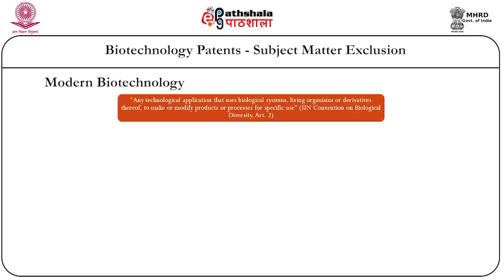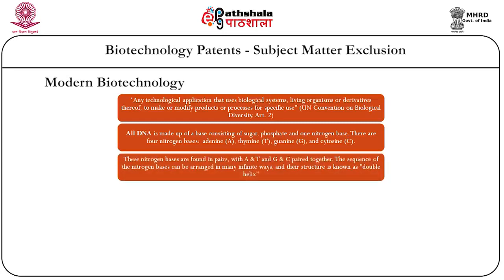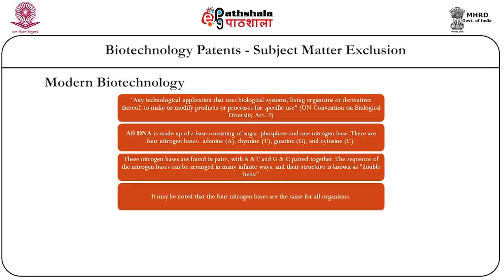The second important point to note in the context of biotechnology is that all DNA is made up of a base consisting of sugar, phosphate and one nitrogen base. There are 4 nitrogen bases: adenine, thymine, guanine and cytosine, and this is popularly called ATGC. These nitrogen bases are found in pairs, with A and T and G and C paired together. The sequence of nitrogen bases can be arranged in many infinite ways, and their structure is popularly called the double helix. It may also be noted that the 4 nitrogen bases are the same for all organisms.